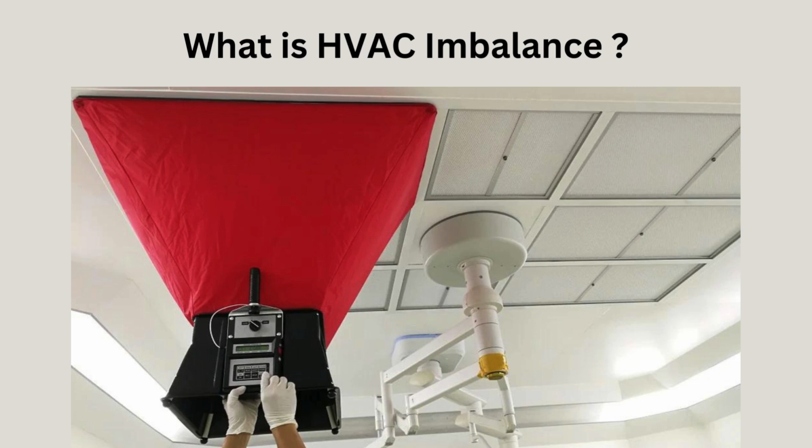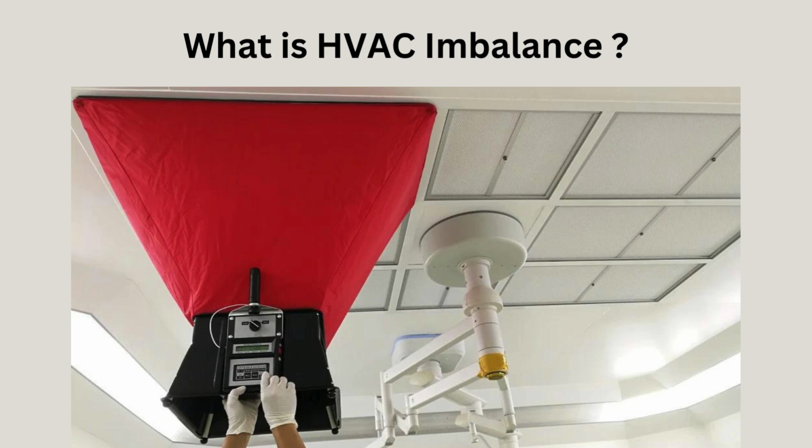What is HVAC ventilation imbalance? HVAC ventilation imbalance occurs when the airflow distribution from an HVAC system is unevenly distributed throughout a building or home. This can lead to a variety of problems, including discomfort, energy inefficiency, and health problems.